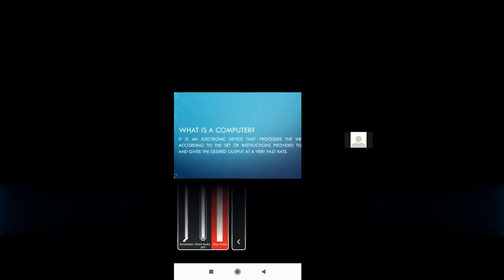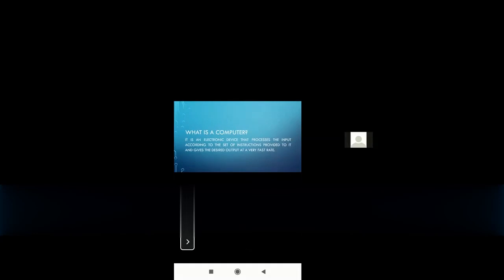What is computer, guys? Anybody know what is computer? Yes, it is an electronic device. Correct. Computer is an electronic device that processes input according to the set of instructions provided to it and gives desired output very fast. It means if we type on a keyboard, it gives command to the computer, and the computer presents it on the screen at a very fast rate. This is the meaning of computer.